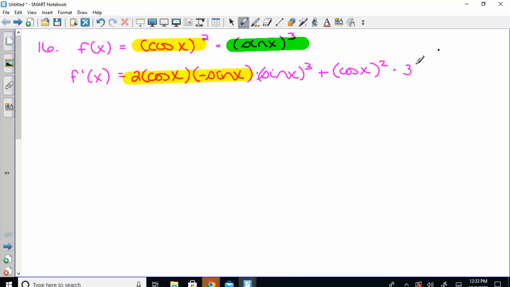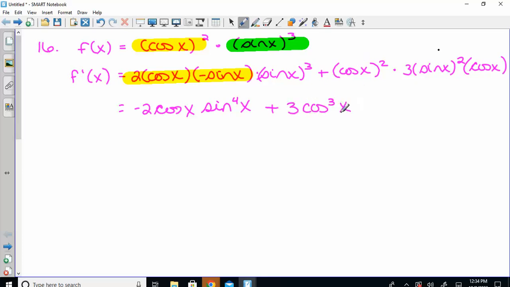So the 3 comes down, inside stays the same, subtract 1 from the power, times derivative of the inside. Okay, clean it up as much as you can. So we have a negative and we have a 2, so that's a negative 2. Cosine x, sine times sine cubed will be sine to the 4th. Here I have a 3. Cosine squared times cosine is cosine cubed. And a sine squared.